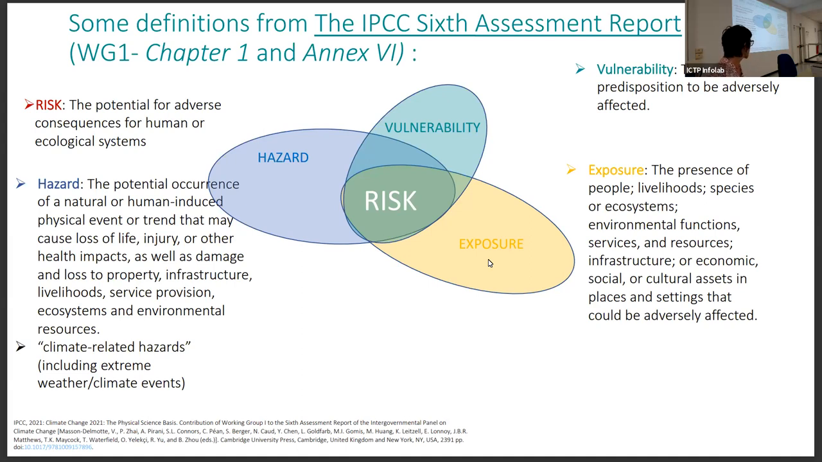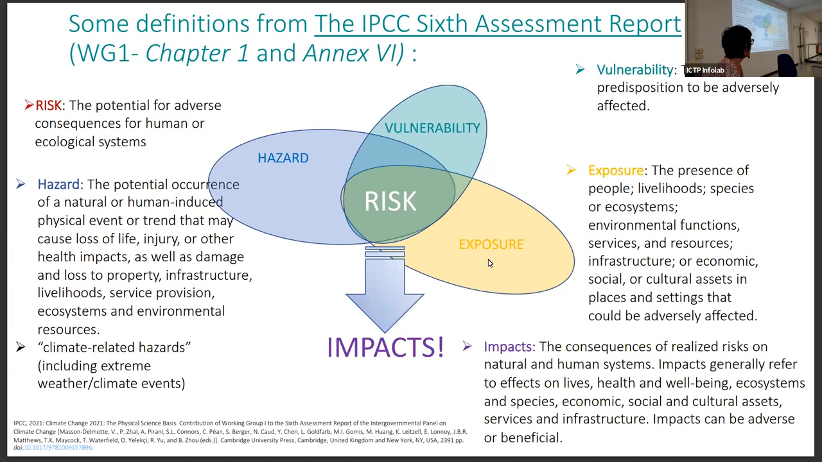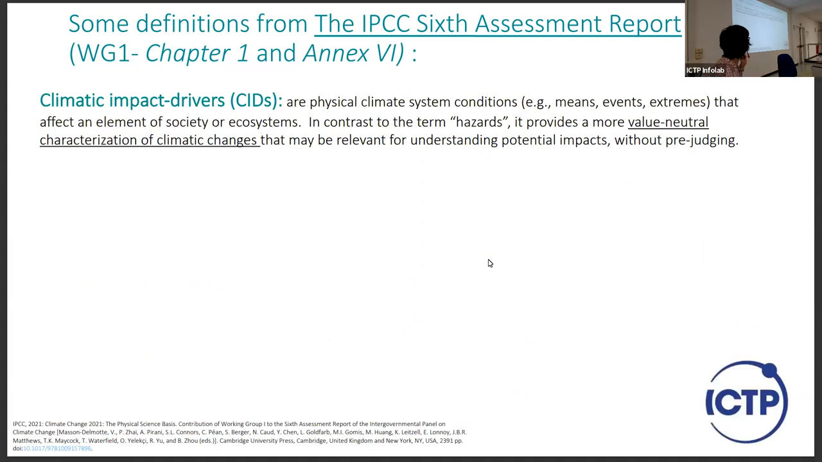So risk defined in this context as consequences, impacts. Impacts as well are the consequences of realized risks on natural and human ecosystems. And they can be adverse, but also beneficial. And this last concept is strictly connected with the definition of climate impact drivers. In fact, climate impact drivers are physical climate system conditions that affect an element of society or ecosystem. But the terminology is in contrast with the term hazards, since it provides a more value neutral characterization of climate changes definition without prejudging the potential impacts of climate change.